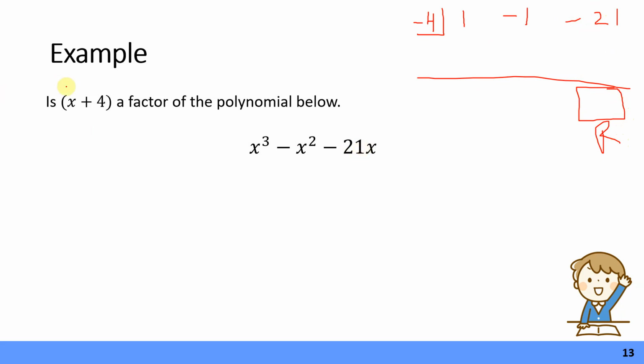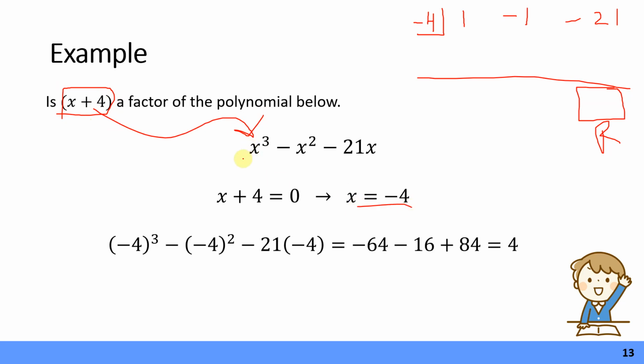We know the remainder theorem. So all I'm going to do is get the opposite of positive 4, which is negative 4, and replace it into all the x's. So I grab the opposite, negative 4, and I replace it. So I'm going to have negative 4 to the 3rd power minus negative 4 squared minus 21 times negative 4. I just replaced it. Of course, you have to make sure you're careful with your parentheses. If you're going to put this in the calculator, it has to go in parentheses.